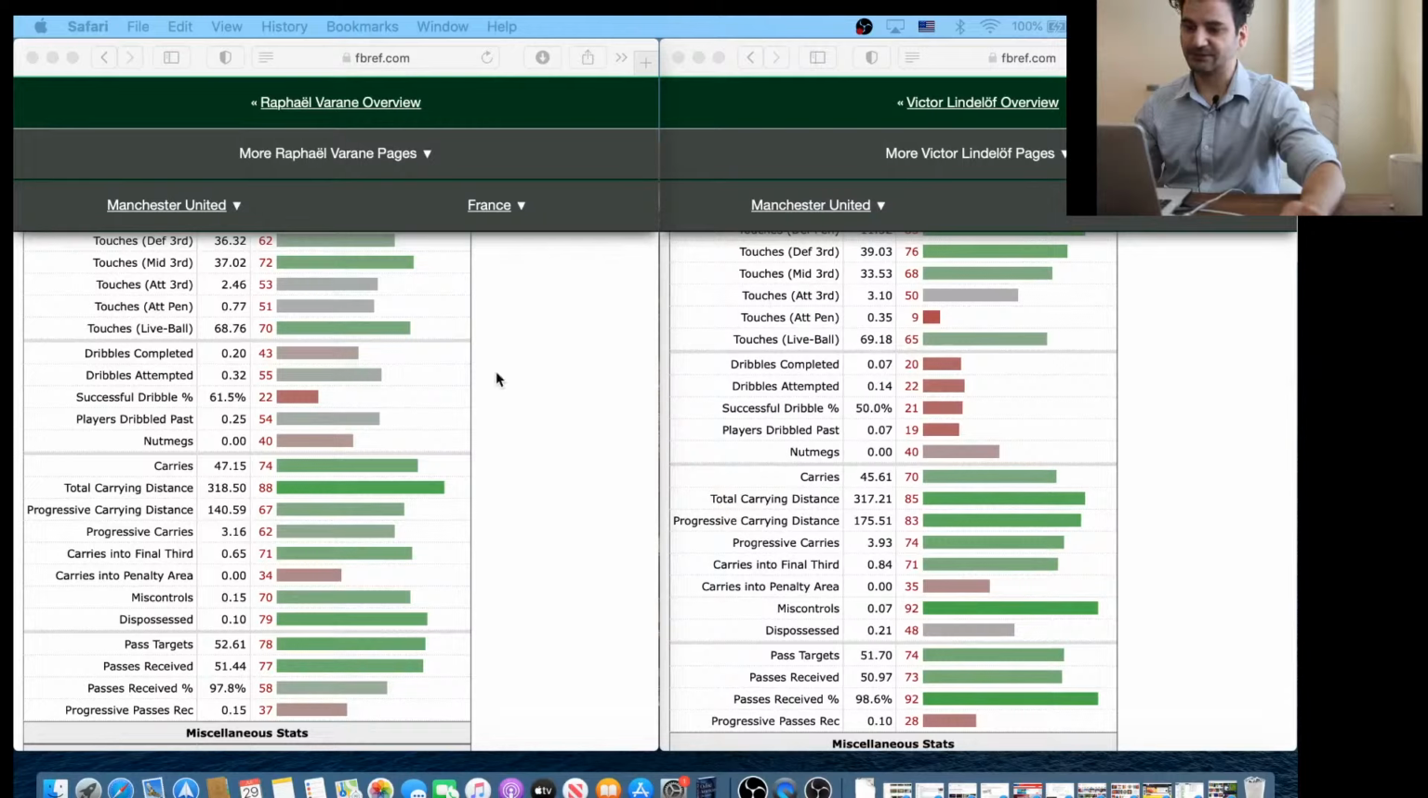Once again, double as good. Success rate of dribbles is 61.5% versus 50. So even though he attempts more, he has a higher chance of the dribble being successful. Progressive passes are 0.25, or a quarter, versus 0.07 again.